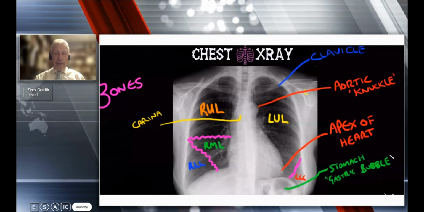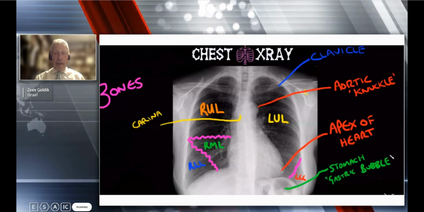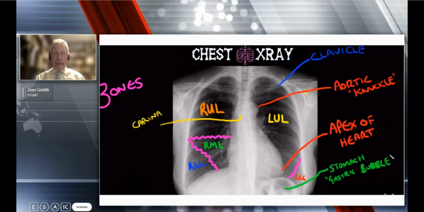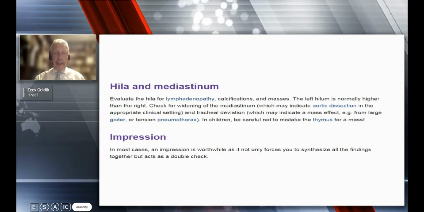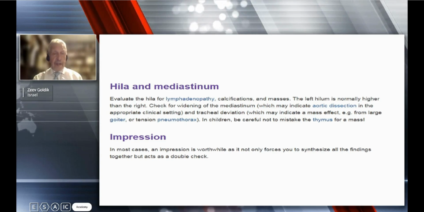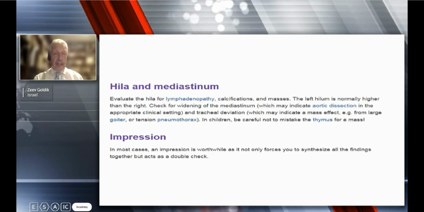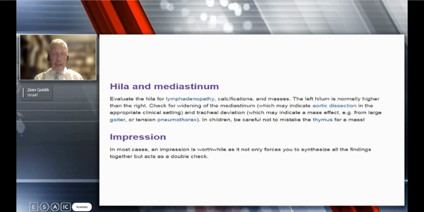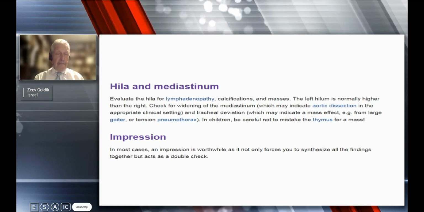And for this reason, we can only see a little part of it. We can look at the stomach and the gastric bubble. We can look at the apex of the heart, the clavicles. And finally, when we are doing all these steps, we are coming to H, which is the hila and the mediastinum. For lymphadenopathies, for instance, if there is an aortic dissection, we can see a broader mediastinum silhouette.